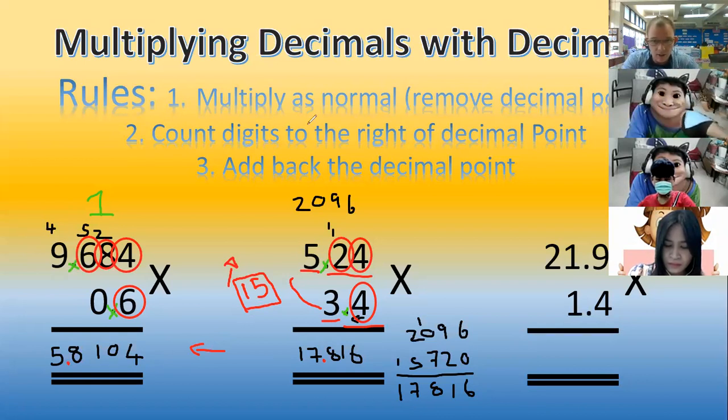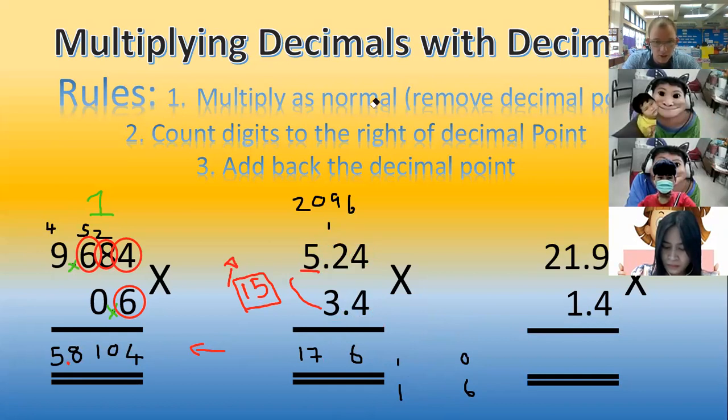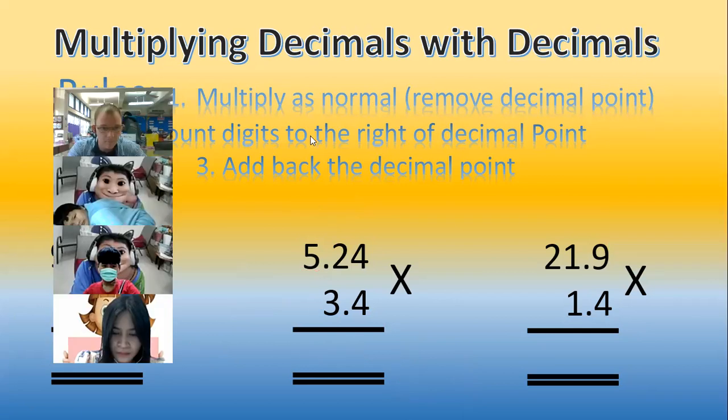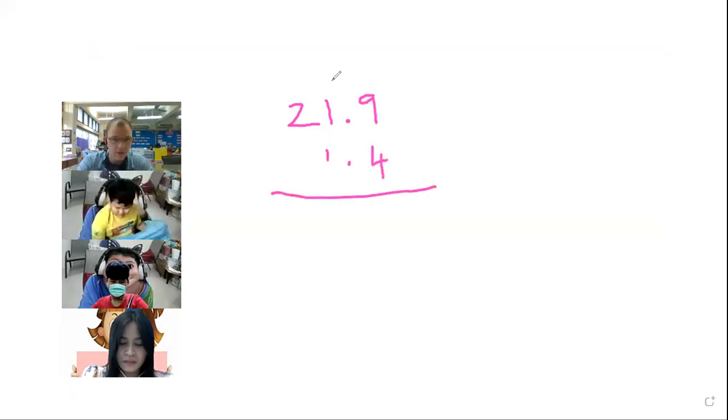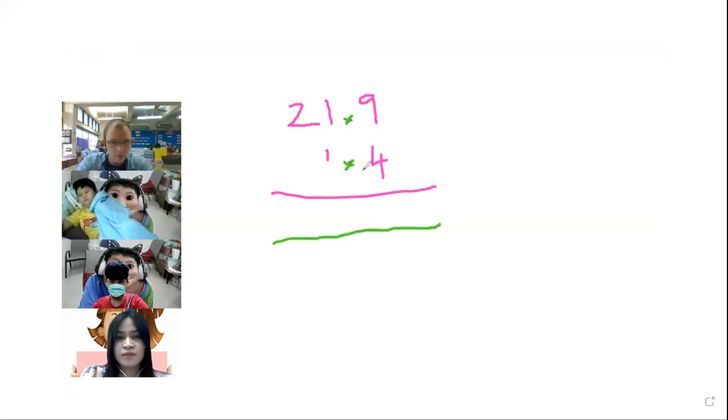So for the last one, let's see if we can get the correct answer. But I don't want to do the last one on here. I'll copy it to another place. Remove all. So we have 21.9 times 1.4. Okay. So first thing we look at is we don't care about the decimal places for now. We come back to them. So let's multiply normally.